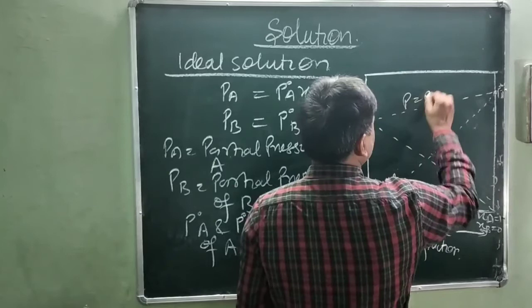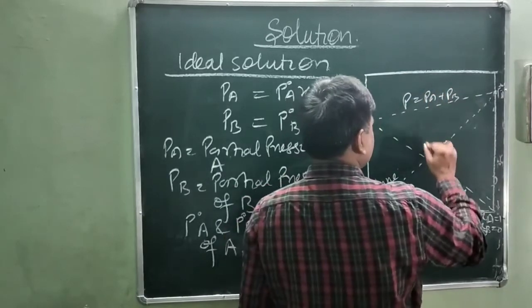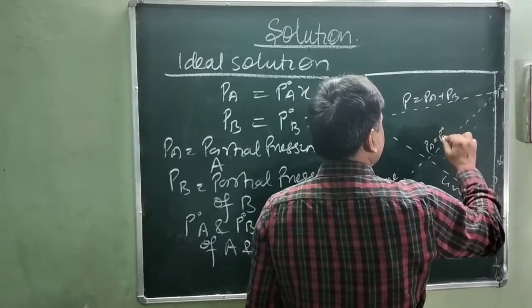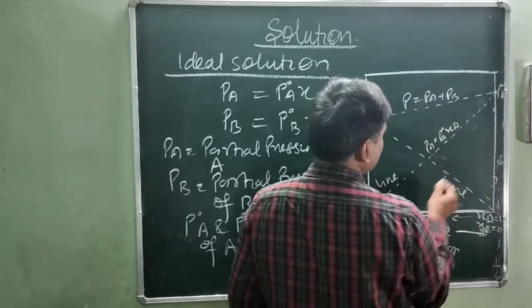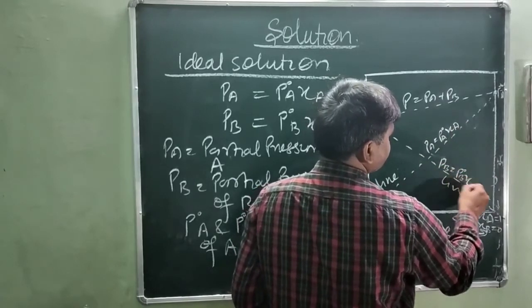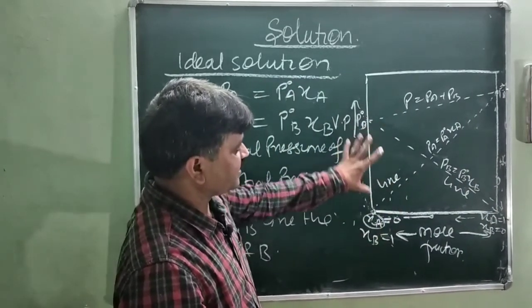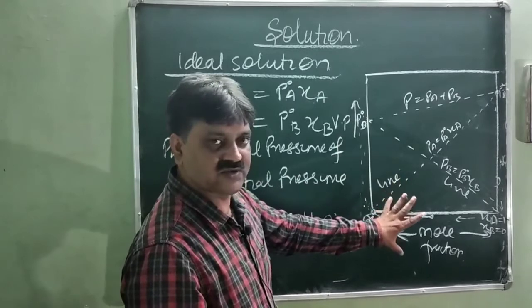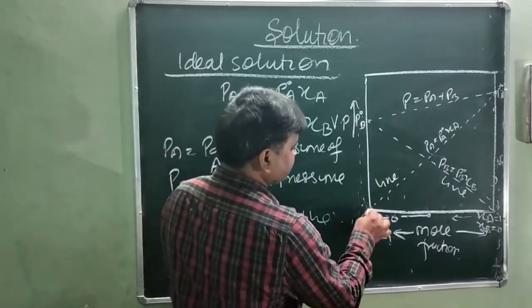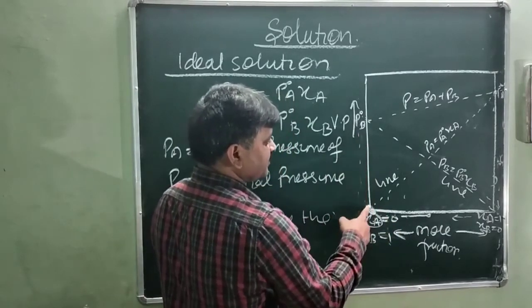P is equal to PA plus PB, and line A is PA is equal to P naught A XA, and this other line is PB is equal to P naught B XB. So it is a very easy graph. You can understand Raoult's law for the ideal solution. What would be the graph? If the XA concentration is 0 at this point, then its vapor pressure here is also zero.